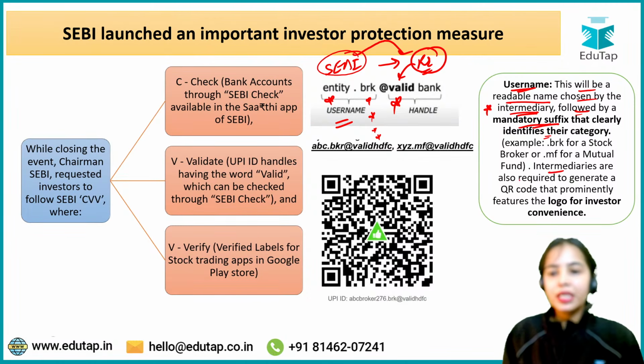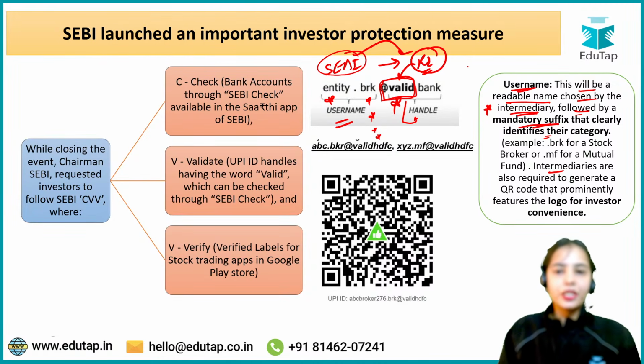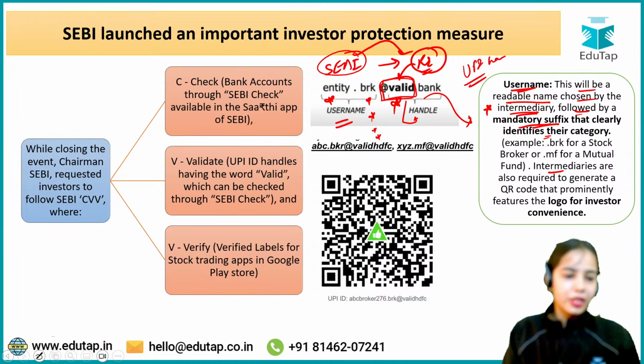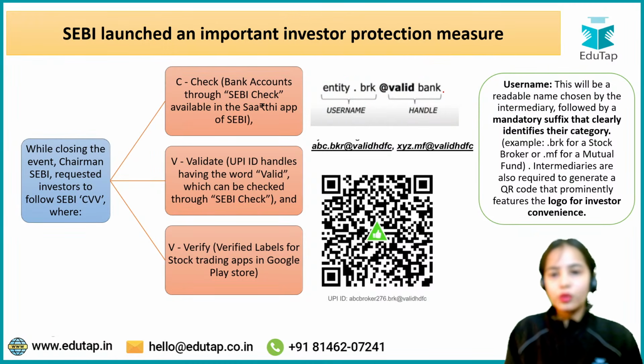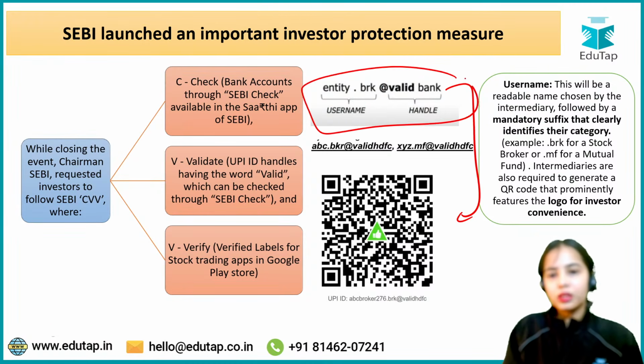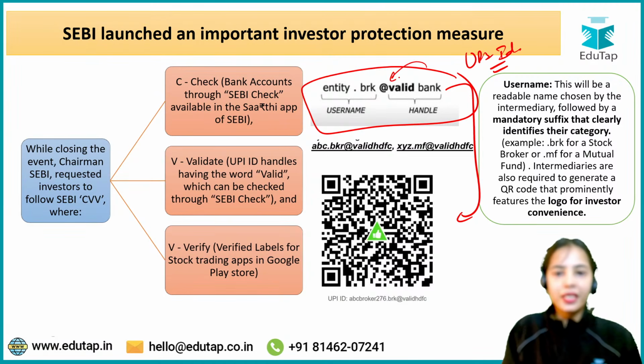Okay. Intermediaries also have @valid. This is the thing that you will see in the UPI handle, to show you that this is the valid ID of the intermediary. Okay, this is the idea. Now, when you have put the UPI ID, this @valid will be there in the UPI ID.